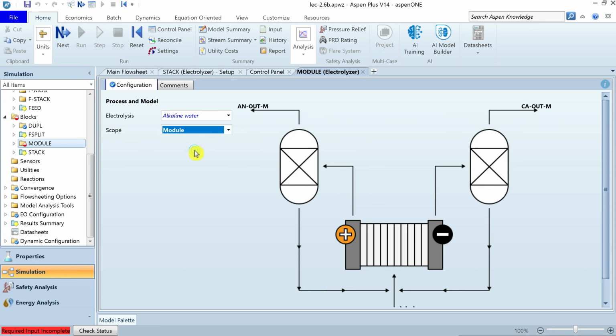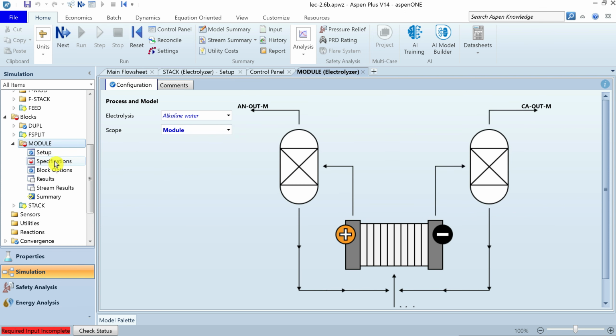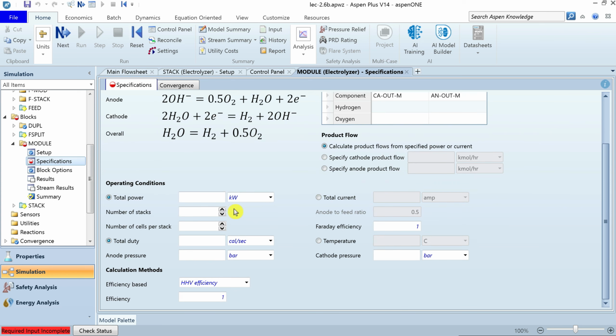Change the scope to module. Enter the specifications. Provide the specifications as were available in the previous case as 20 megawatt power, total 8 number of stacks, 230 cells in each stack, operating temperature as 75 degrees Celsius, pressure drop on the anode side and the cathode side as -0.2. High heating value efficiency 0.8 and similarly the voltage efficiency as 0.8. No Faraday efficiency was provided, so leave it as 1.